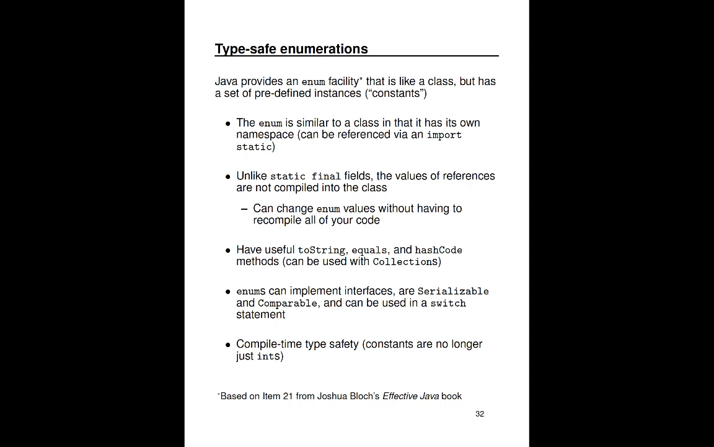You can change information about it without having to recompile everything else, so nothing is inlined. And type-safe enumerations, unlike just plain old constants, have toString and equals and hash code methods that are generated by the compiler to have useful values in them, so that you don't have to write them yourself. They also implement comparable, and so then you can add them to sorted sets and collections. It's all good stuff. It's a lot of syntactic sugar and just the right amount of code generation to give you something useful.